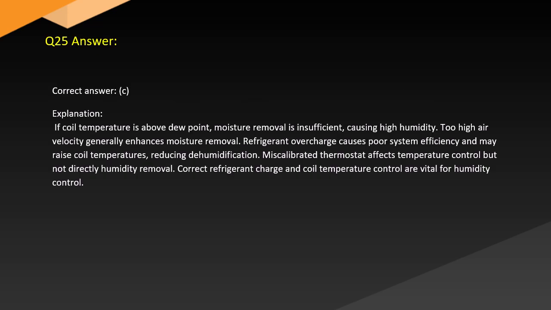Answer. Correct answer: C. Explanation. If coil temperature is above dew point, moisture removal is insufficient, causing high humidity. Too high air velocity generally enhances moisture removal. Refrigerant overcharge causes poor system efficiency and may raise coil temperatures, reducing dehumidification. Miscalibrated thermostat affects temperature control, but not directly humidity removal. Correct refrigerant charge and coil temperature are vital for humidity control.